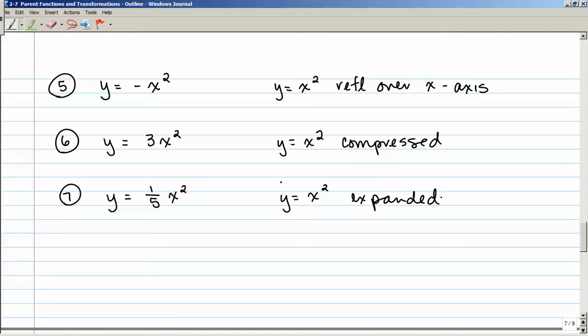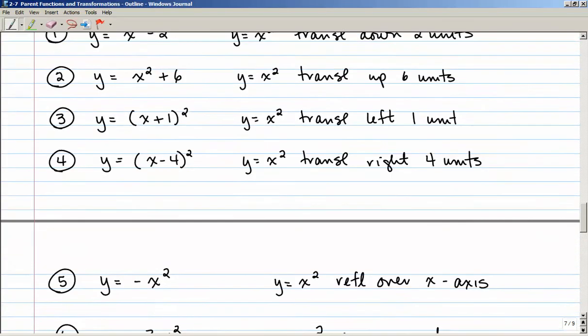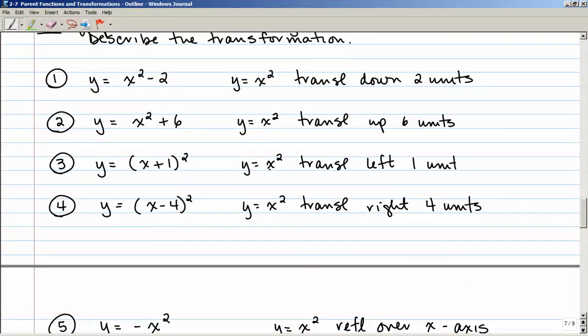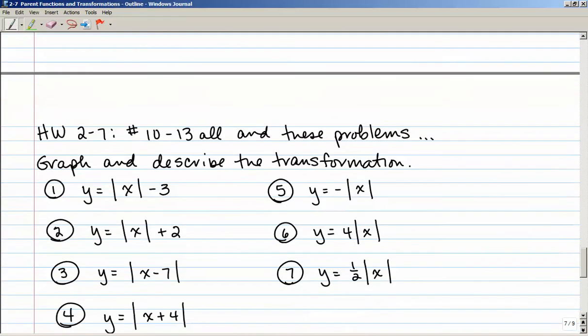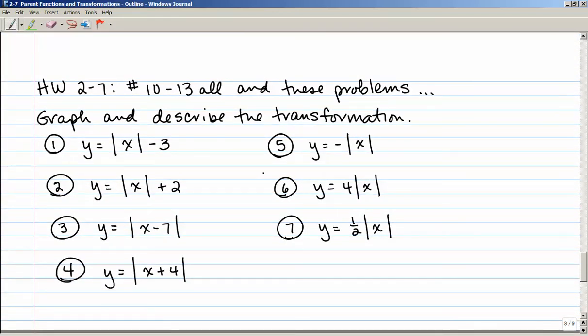Okay, so you can see how putting a number in front, or a negative sign, or adding a number inside or outside the parentheses transforms the parent graph of y equals x squared in several different ways. So for the homework tonight, I want you to do numbers 10 through 13 all, and these problems here. In fact, these are very similar to the ones that we just did. I did it with the quadratic parent graph. These you'll be doing with the absolute value parent graph.